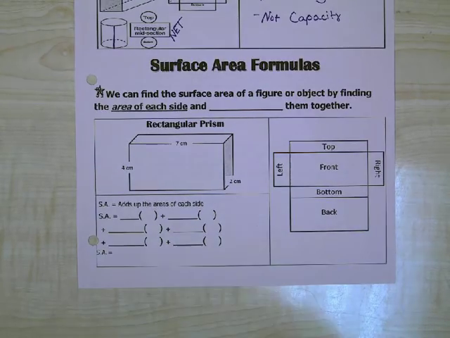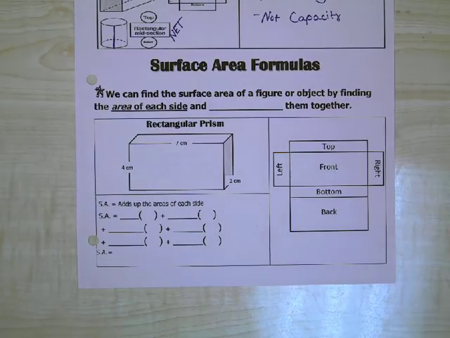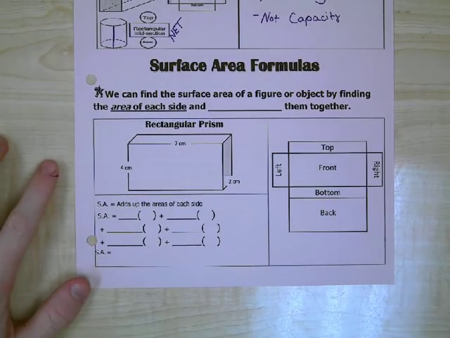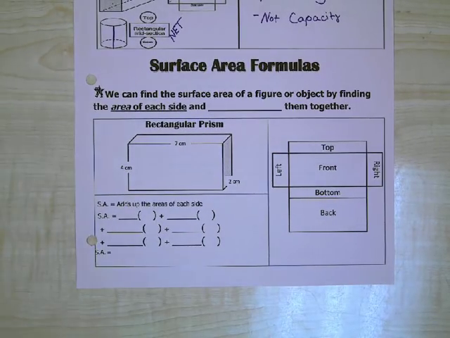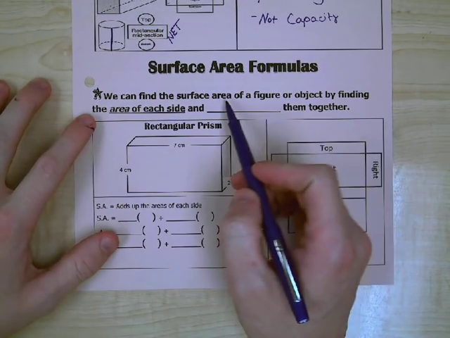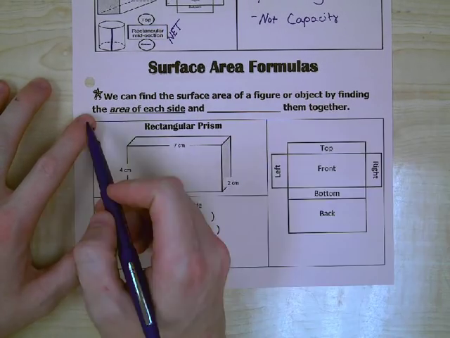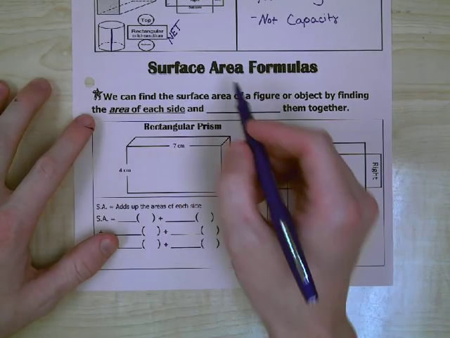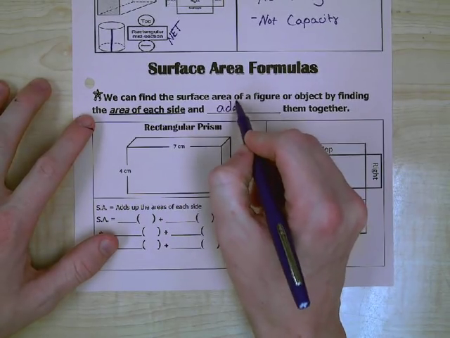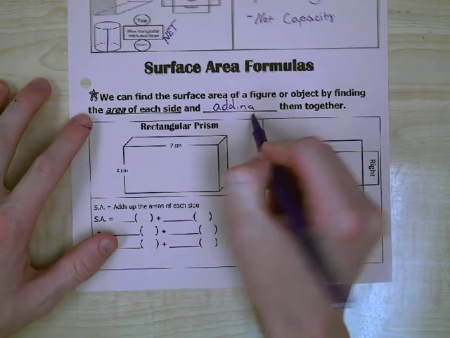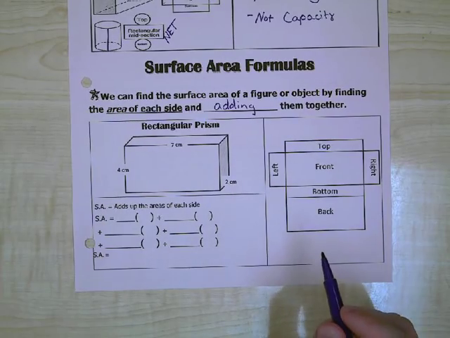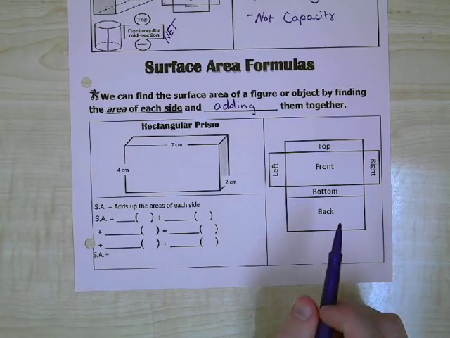Hello again. We are now going to find the surface area of this rectangular prism. Finding the surface area of any shape really comes down to one thing: we can find the surface area of a figure or object by finding the area of each side and adding them together. So basically, no matter what shape you are dealing with, you're going to find the area of all the different sides and then add them together.